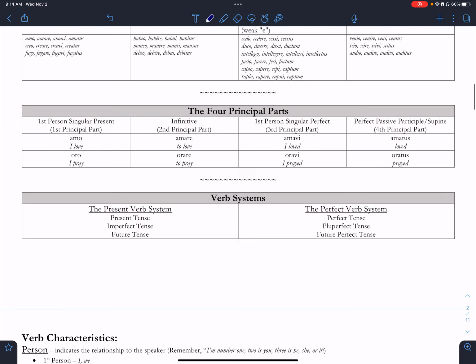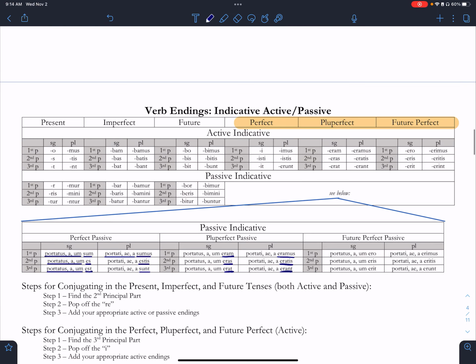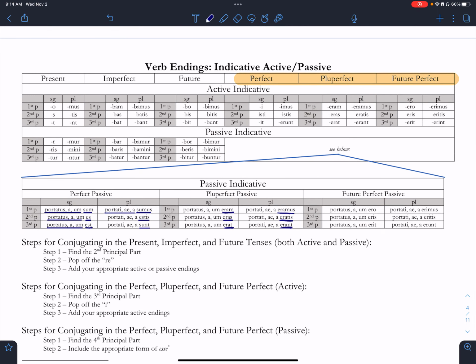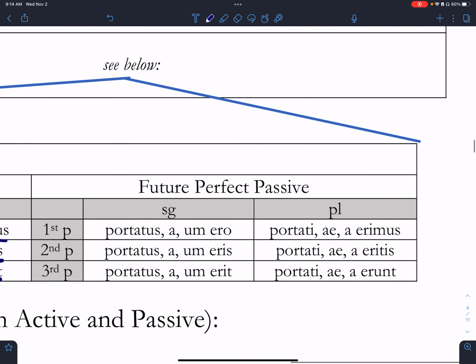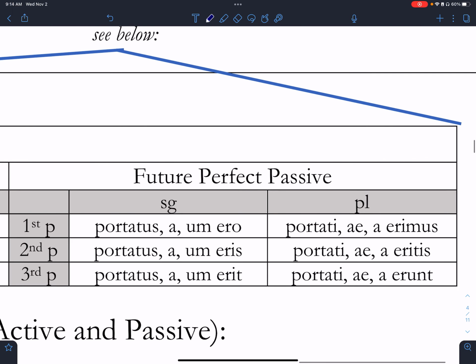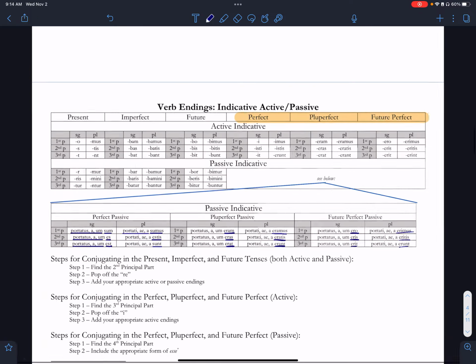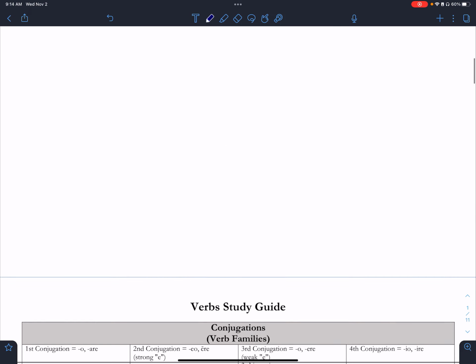All right, last one. If we follow the pattern, let's talk about the future perfect passive. Again, it's just the fourth principal part with our adjective endings, plus ero, eris, erit, erimus, eritis, erunt. So the future of sum, esse, fui, futurus. Same type of deal. So let's write that up above.